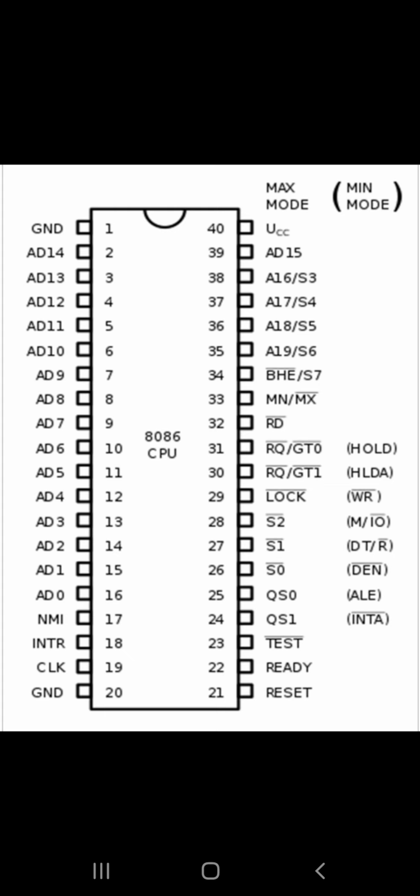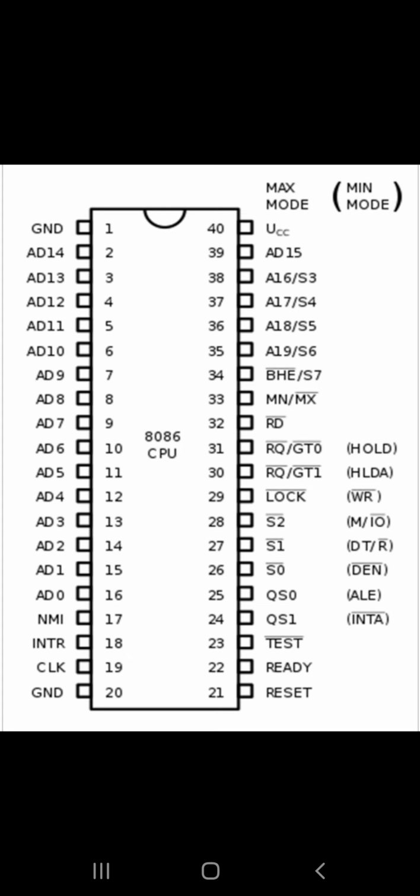Now the next pin is the test bar pin, right? The test bar pin is basically used for inserting wait states. If the test bar pin is on, then that means the 8086 will stop the processing and it will enter the wait state, means the idle state. It will not perform anything. And if the test bar is off, that means it is having a logic 1 on it. That means the processor will continue its normal operation. So the test pin is used for inserting wait states, or for normal operation of the 8086 microprocessor.